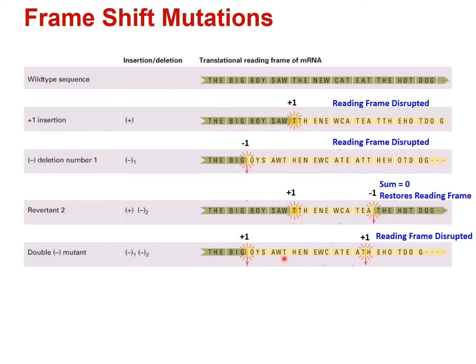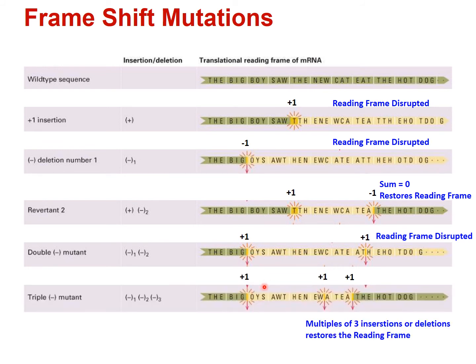It reverts the reading frame back to the original reading frame. This doesn't work if we add one here and then we add another one later. We still have a disrupted reading frame. This is two nucleotides, or in this case letters, that have been added. So we still can't read this.